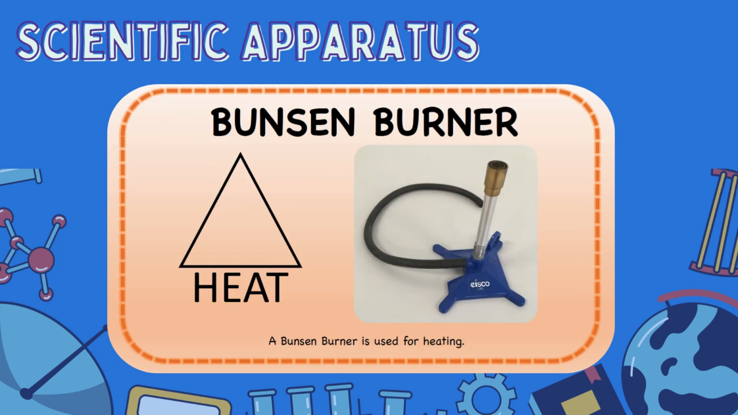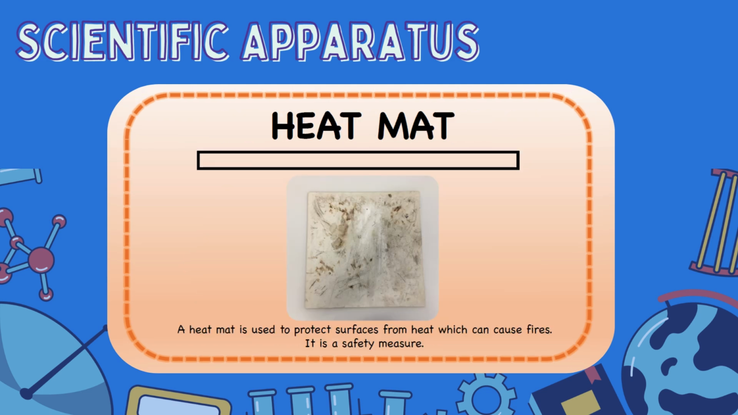Here is a Bunsen burner, which we use for heating in the science lab. And here is the heat mat. We would put the Bunsen burner on top of this, or other hot things, to protect surfaces from the heat, to prevent fires. It's a safety piece of equipment.